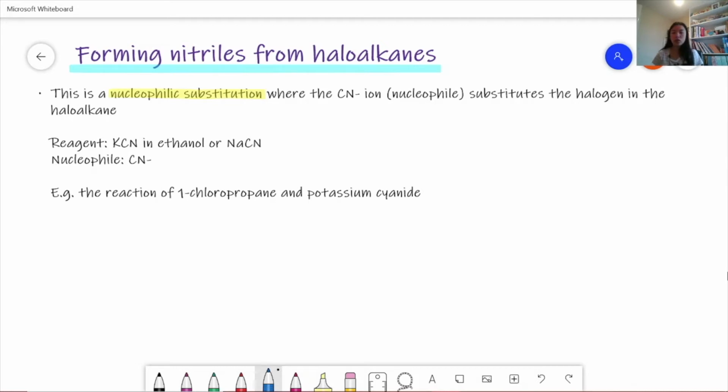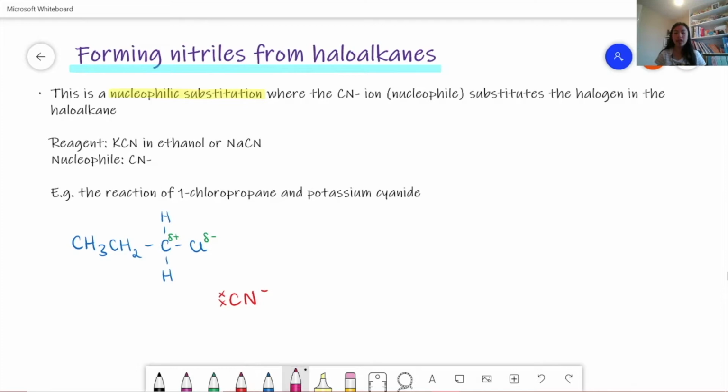So I'm going to draw out 1-chloropropane. So we have CH3, CH2, and then a carbon with 2 hydrogens, and then a chlorine. And so because chlorine is much more electronegative, we have partial charges. So we get a partially positive charge on the carbon and a partially negative charge on the chlorine. And it's this partially positive carbon which attracts the nucleophile because it has a spare pair of electrons. So we have the nucleophile here, which is a CN-, and we have a spare pair of electrons.